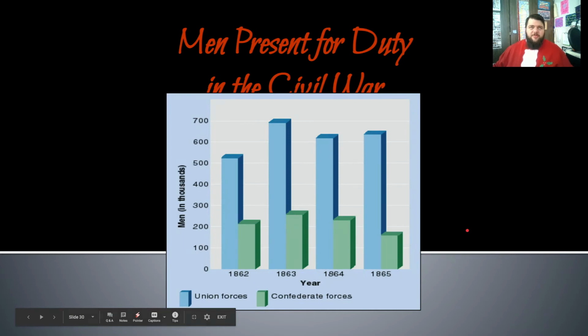Number of people present for duty in the Civil War. The blue is Union, green is Confederate. Everything that we're looking at just screams the North is going to win. That's right. It's going to take a long time, though.